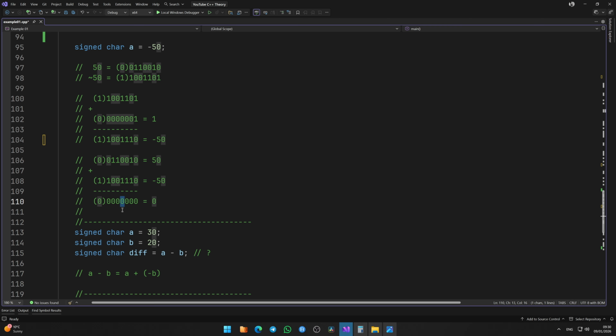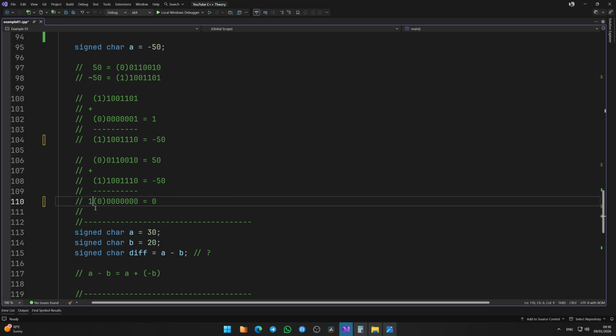0 plus 1 equals 1, add the 1 from the memory, gives 10. 1 plus 0 equals 1, add the 1 from the memory, gives 10. 1 plus 0 equals 1, add the 1 from the memory, gives 10. 0 plus 1 equals 1, add the 1 from the memory, gives 10. And 0 plus 1 equals 1, add the 1 from the memory, gives 10.